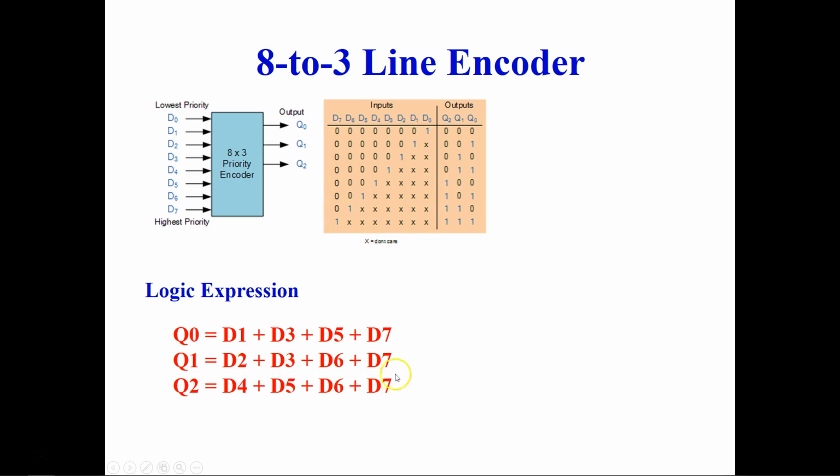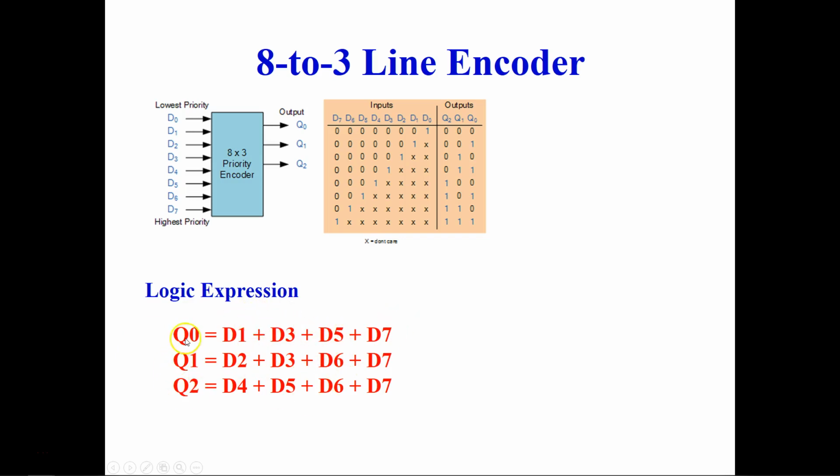So D2, D3, D6, D7, and same with Q2. So you know that on the top all are zeros, and at the bottom all are 1. So we are going to have D7, D6, D5 and D4. So that's what we have here, D4, D5, D6, D7. Now if you look carefully at these logic expressions, you will get to know that they are using the OR gates, right? Because we see the addition sign here, which means we have to make the OR gate.